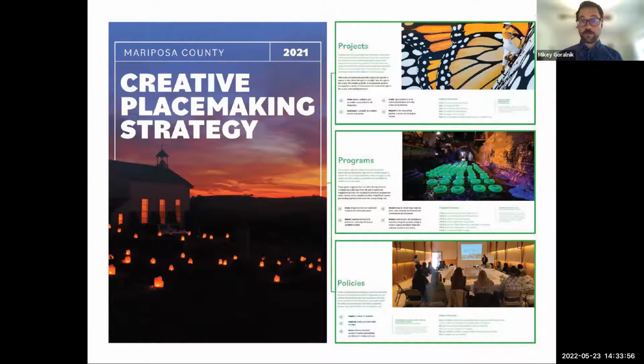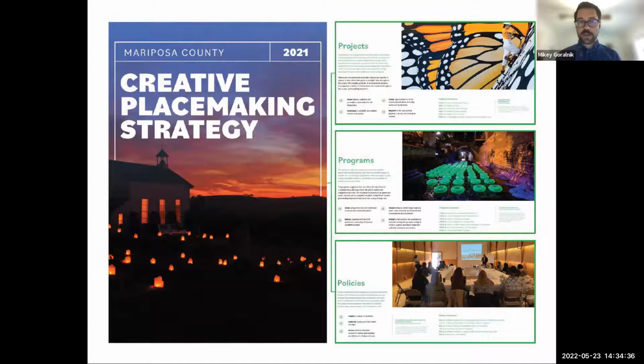So there are 7 priority projects located throughout the county, not just in the town of Mariposa, 9, I believe, programs, 8 programs, and 3 new policies. Those are ongoing, not tangible, but legal or process-based modifications that we could make to the way that our community thinks about creative placemaking, to achieve this vision and implement these ideas that were collected through this art-driven community engagement effort around creative placemaking.